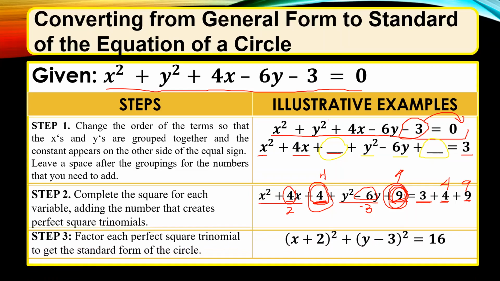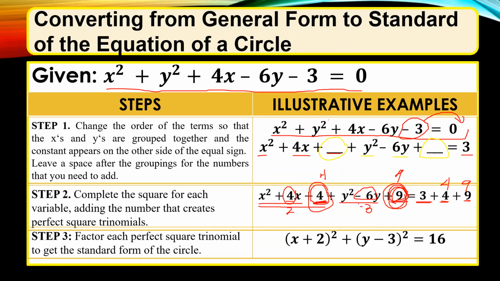So next, we have to factor each perfect square trinomial to get the standard form of the circle. If we factor this one, x squared plus 4x plus 4, the perfect square, or the factor of this one, is x plus 2 squared. If you want to verify, you can multiply x plus 2 times x plus 2. The result will be x squared plus 4x plus 4.